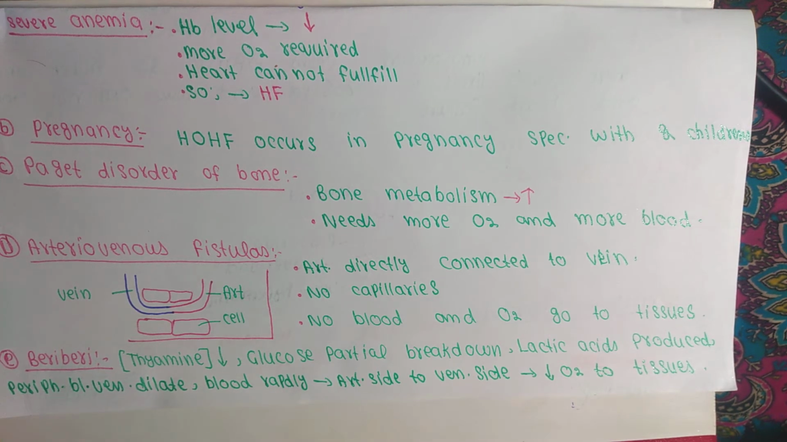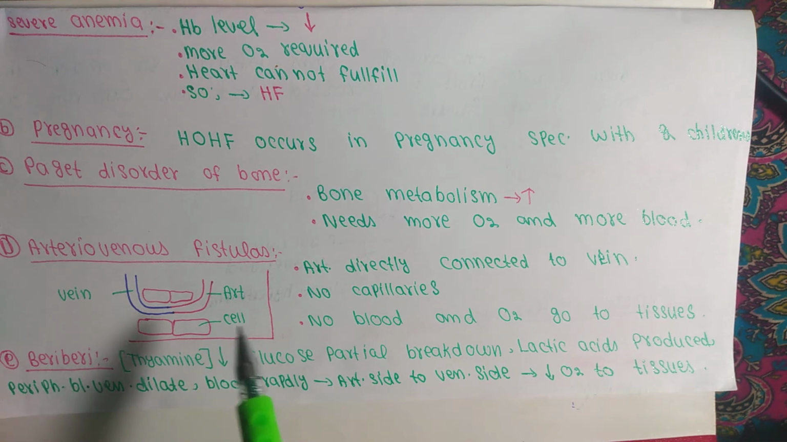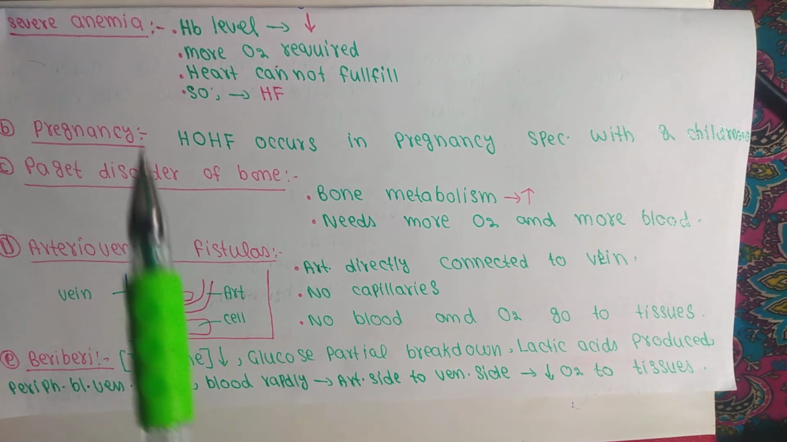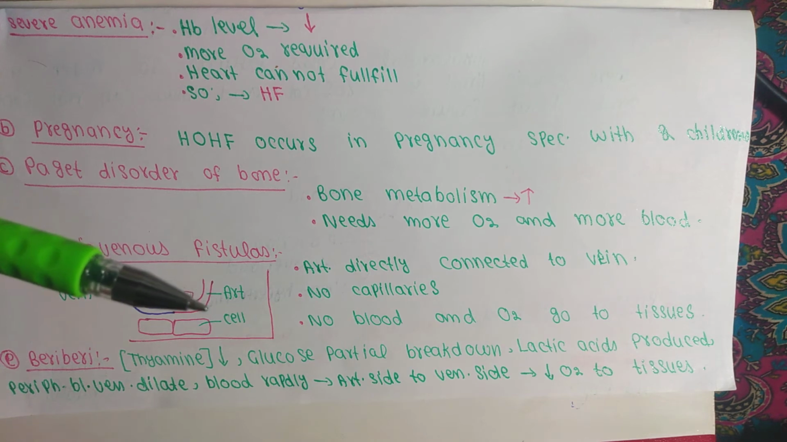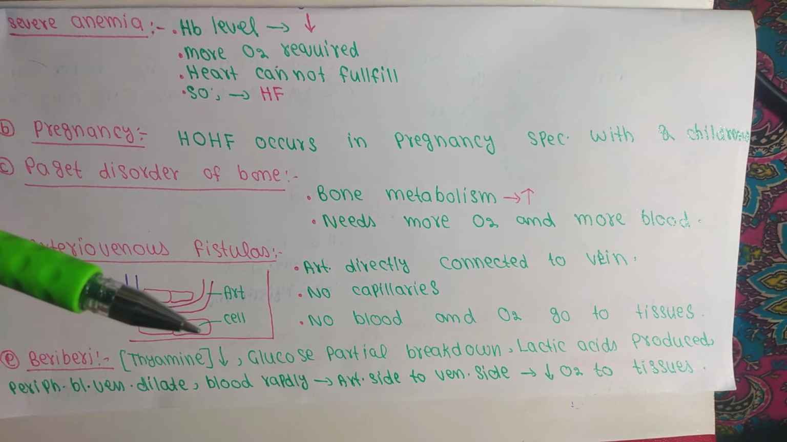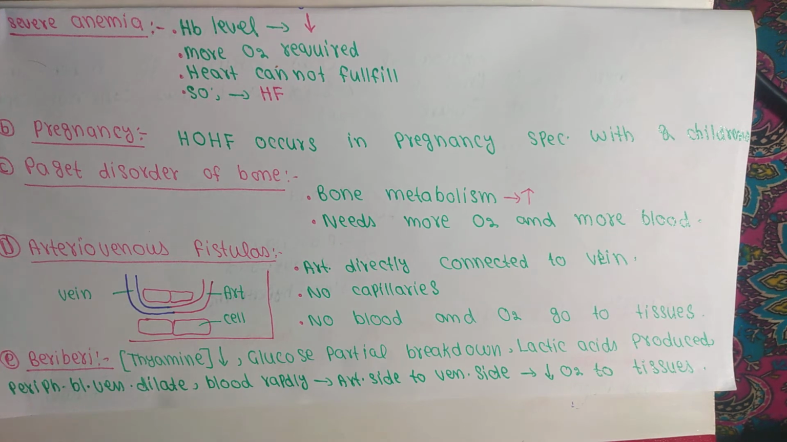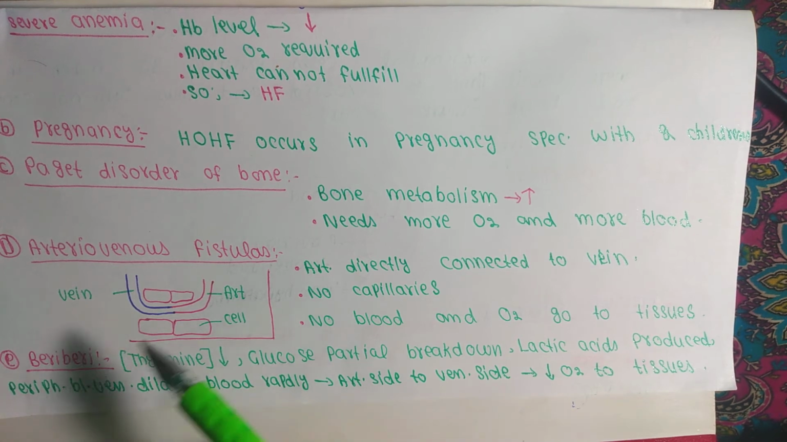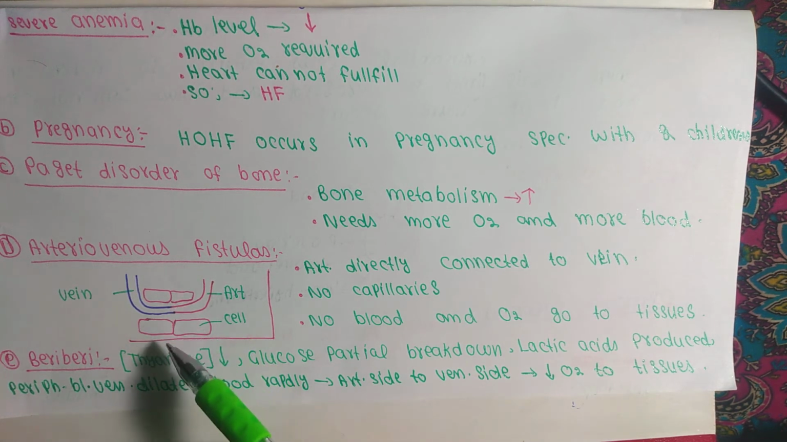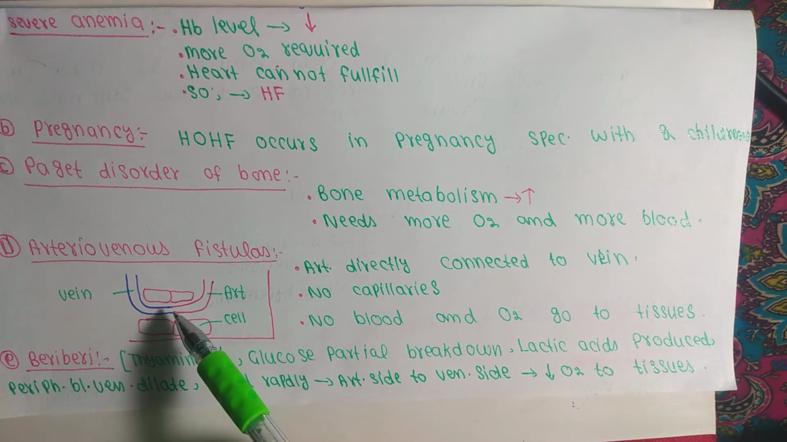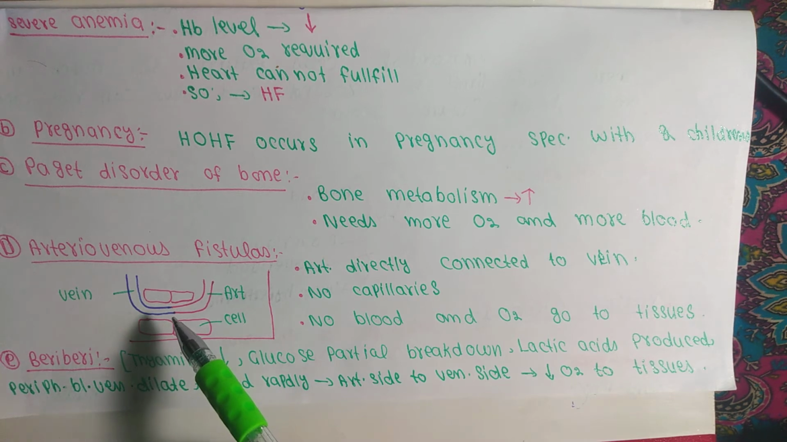Another disease is arteriovenous fistulas. In arteriovenous fistulas, what actually happens? In this case, there are no capillaries present between arteries and veins. Normally, we know that between veins and arteries, a network of capillaries is present. But in arteriovenous fistulas, there is no capillary network between artery and vein. This is, for example, the artery. These are the cells or tissues, and this is the vein. This is the point where normally capillaries should be present, but in arteriovenous fistulas, no capillaries are present.